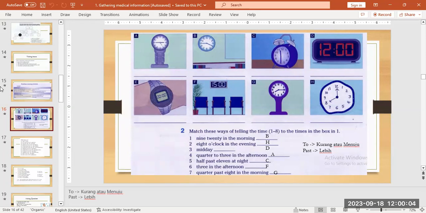Okay, number 12. What is B? It's number 12. 9:20, right? Or 20 past. How about this one? G, number 43.